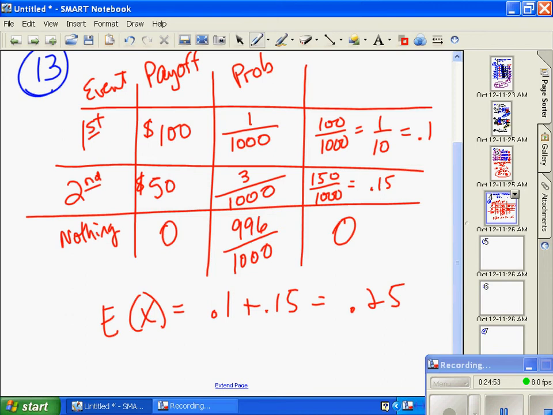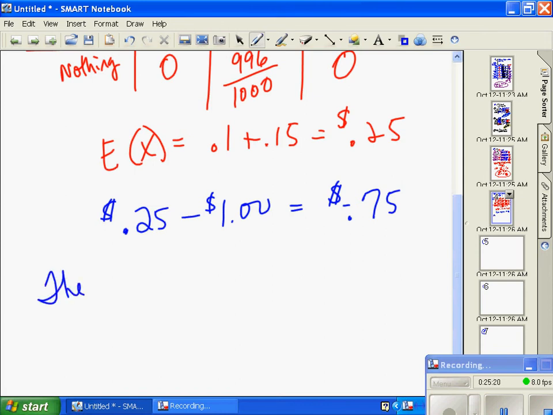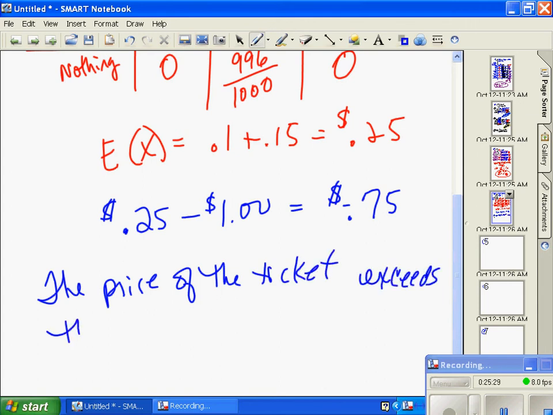But now think about this. It wants to know how much does the price of the ticket exceed its expected value? The expected value is 25 cents. So now you got to look back in the problem and see how much did you pay to play the game. You paid $1, so you subtract $1. I'm going to have basically lost 75 cents. So the price of the ticket exceeds the expected value by 75 cents.